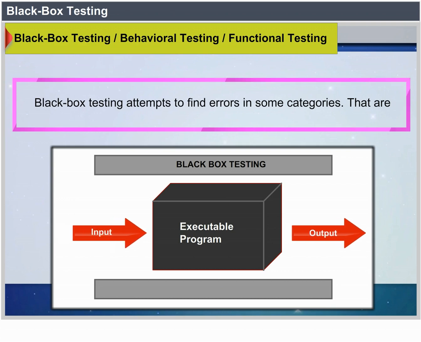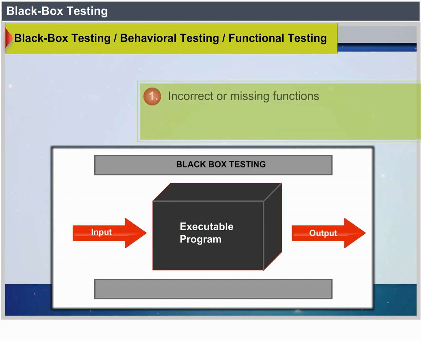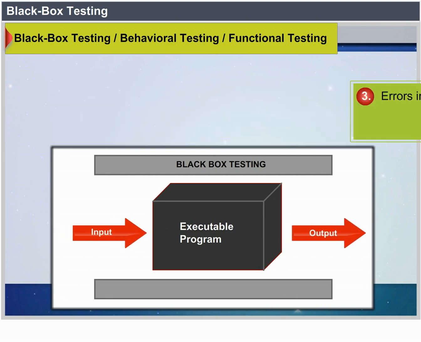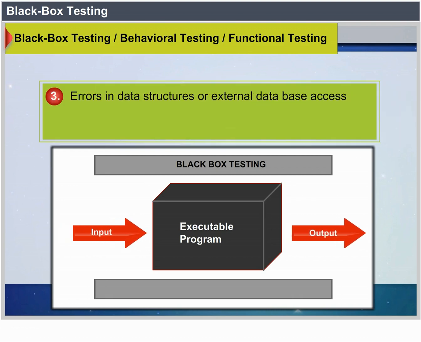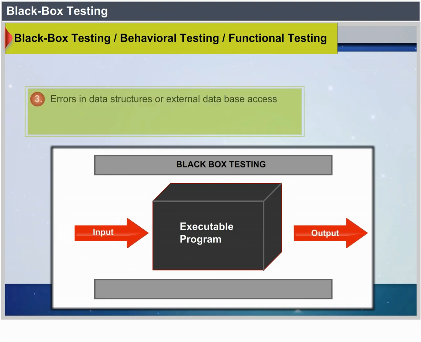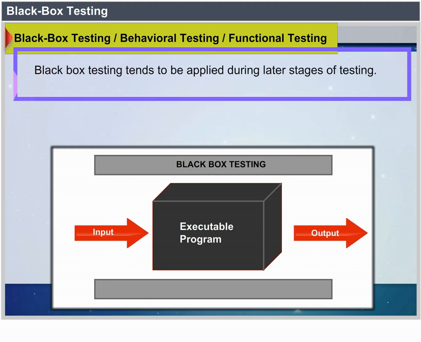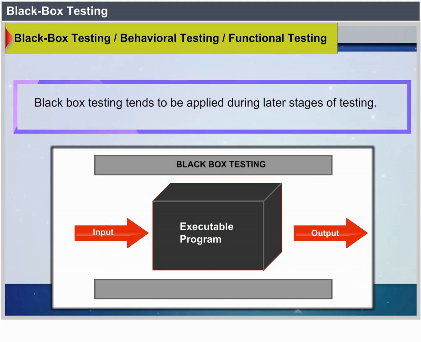Black box testing attempts to find errors in some categories: incorrect or missing functions, interface errors, errors in data structures or external database access, behavior or performance errors, and initialization and termination errors. Black box testing tends to be applied during later stages of testing.